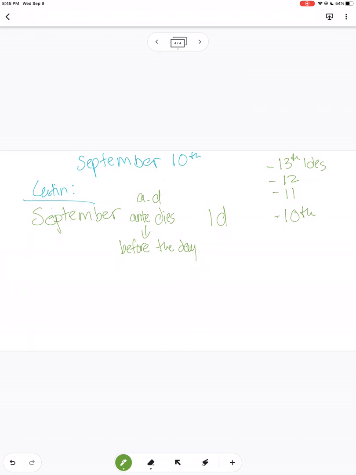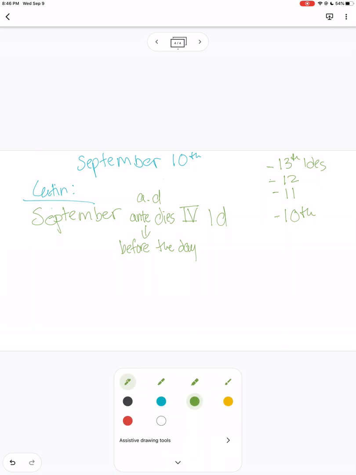So 1, 2, 3, 4. And then you use Roman numerals, so IV. So 4 days before the Ides, and that would be September 10th in Latin. So let's do another one.